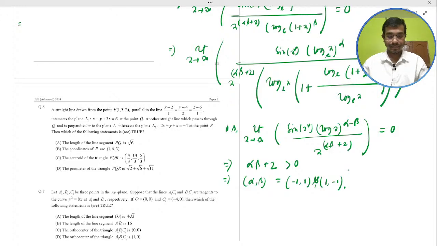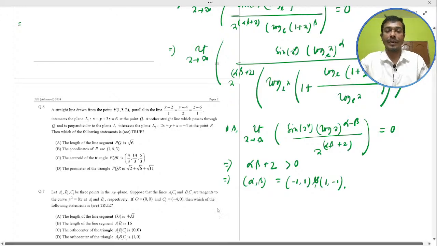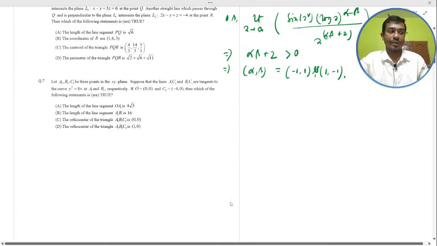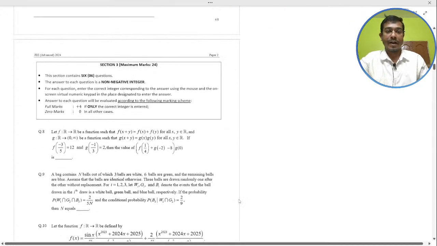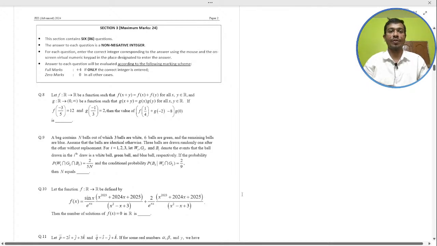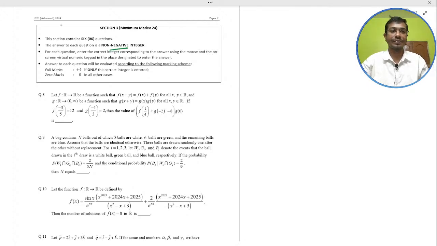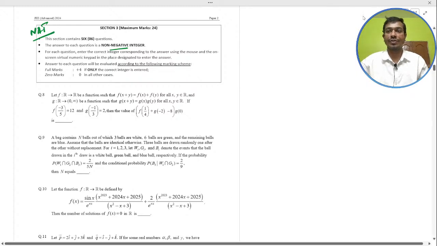Go ahead. We now solve MSQ 1 question. Okay. Rest for yours. Now section 3 is for the NAT, numerical answer type, first question.